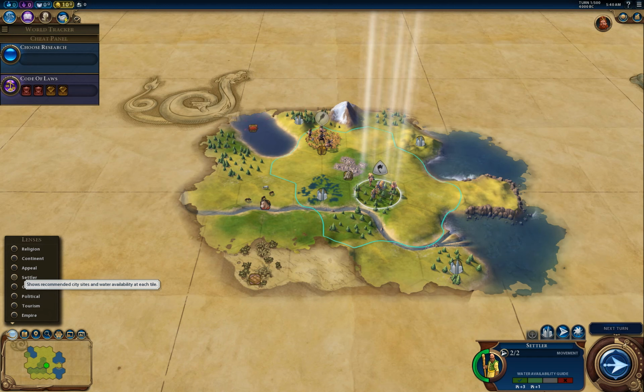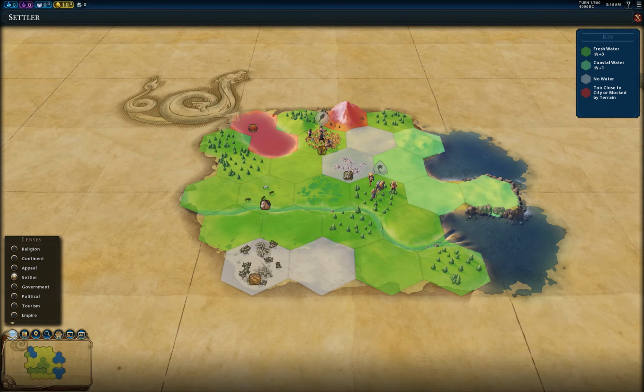And like we talked about, water availability, that's huge. So if we hit settler, you're going to get this legend up here on the right. Red means you can't even put the settler there. Then you'll see no water, the one right above here, you get no bonus. Coastal water gives you a +1 housing bonus. That's it. Here's the big one. If you're on freshwater, +3 bonus. Look at that. So things like rivers, stuff like that.